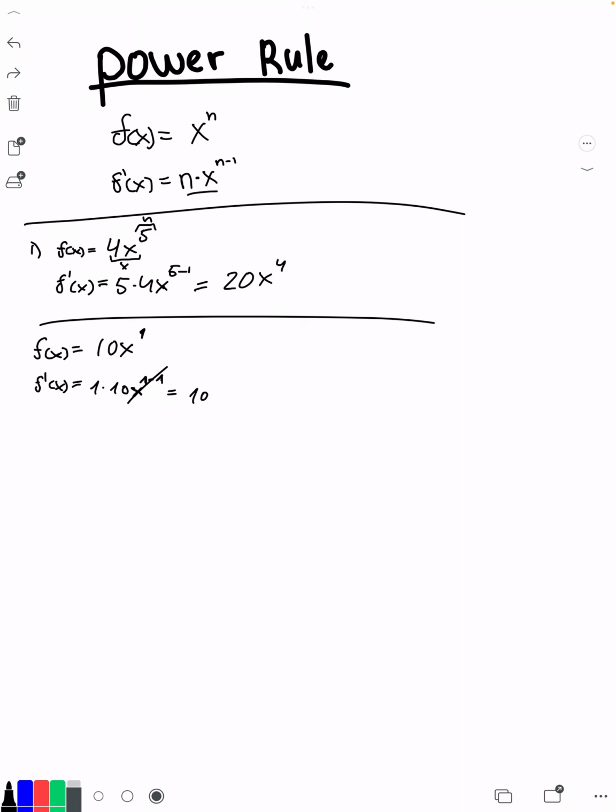So whenever we have y equals 40x, or y equals 100x, or y equals 2000x, the derivative will be just the number without the x. Very important to memorize that. So now we can look at another example.